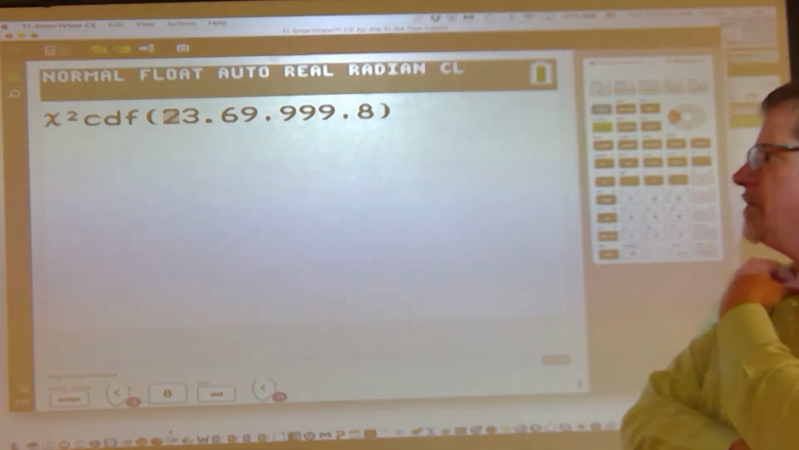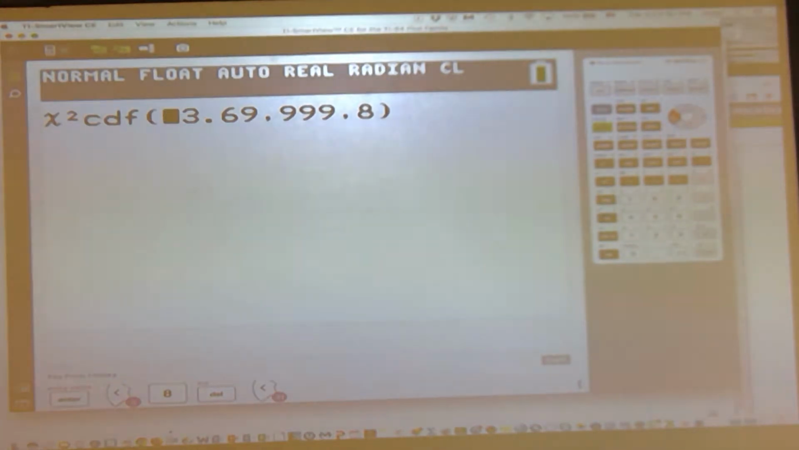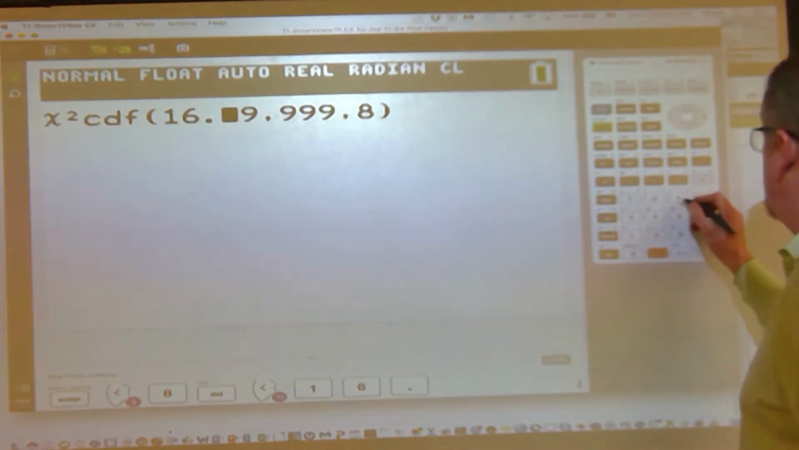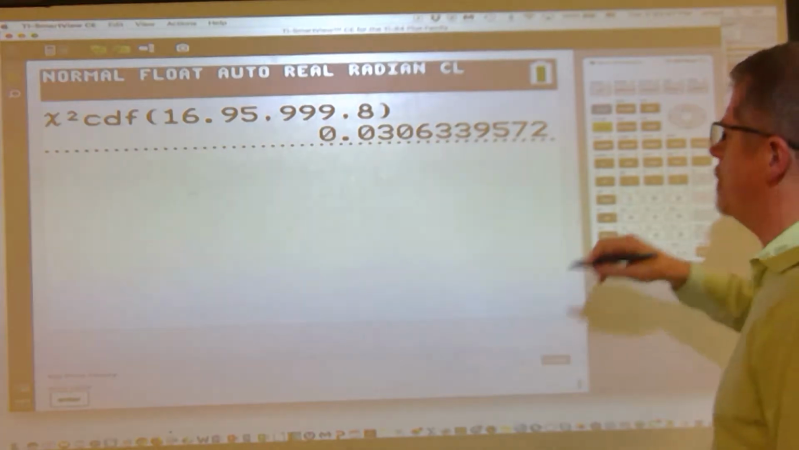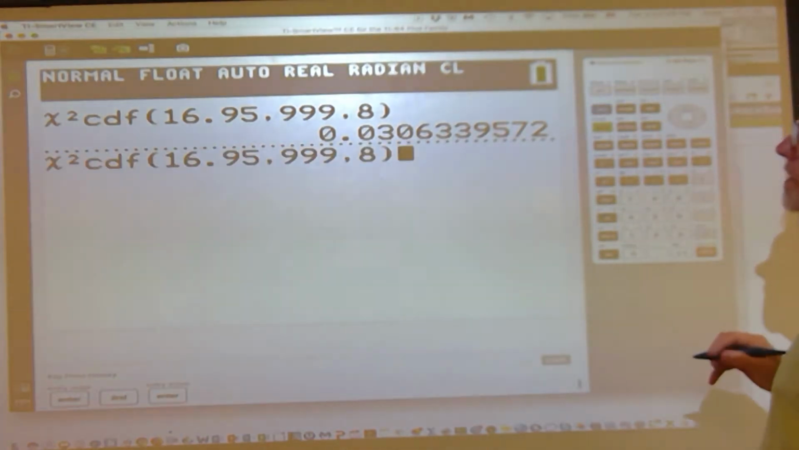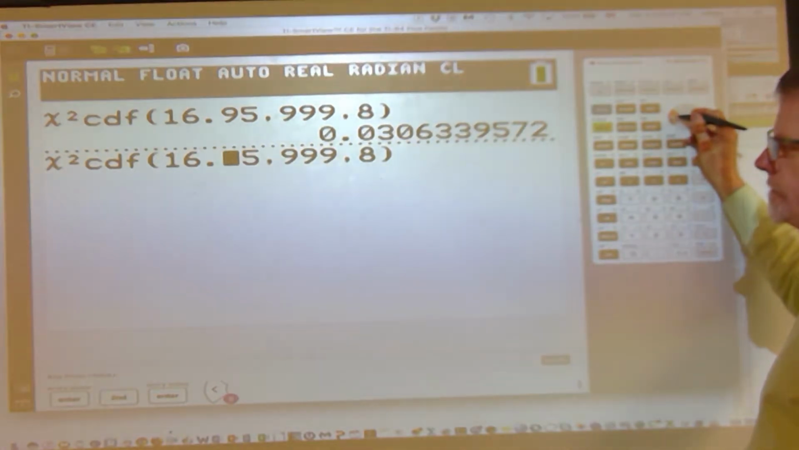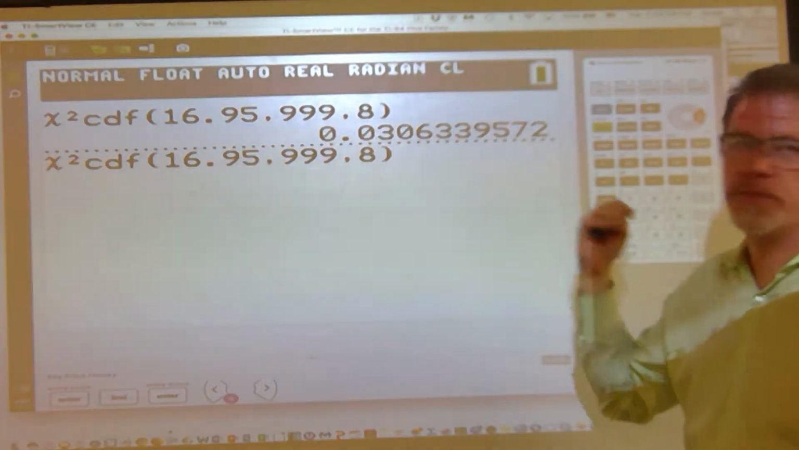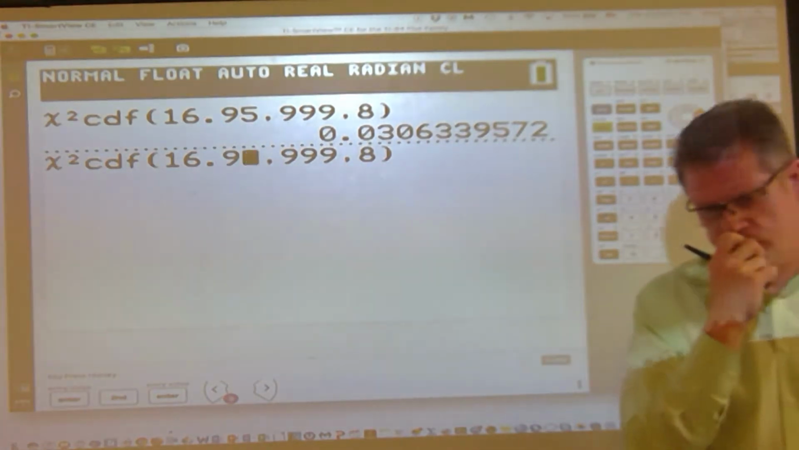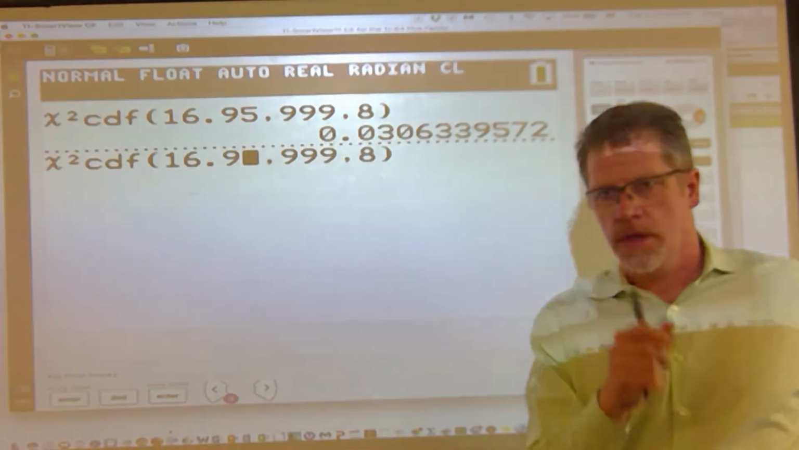All right, has anyone found one of the chi-squared values, either an upper or lower bound? Yes. Amelia, go ahead. 16.959. So 16.95 is a little bit more than 0.03. And what one do you think will be a little bit less than 0.03? Should I go to 9.4 or 9.6 so that it will be a little bit less than 0.03? Yeah, 6.